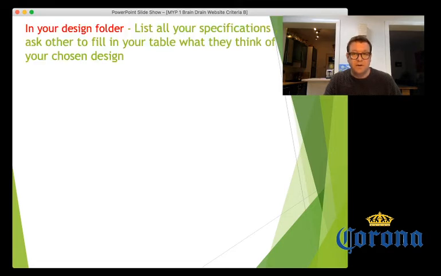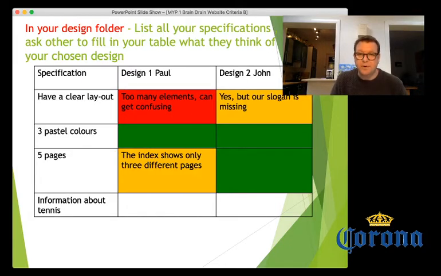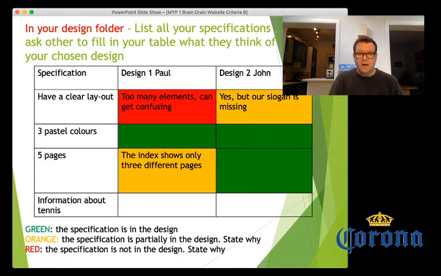So in your design folder, what you need to do is get your specification list, put it in there again, and fill in the table as to what other people thought of your design. For example, maybe there are 2 people in your group. Put a column for one design, a column for another design, and then say which design meets the specifications the best. I've used colors for that. Some people want to use grades or maybe a tick in there, as long as it's clear which design met which specification.